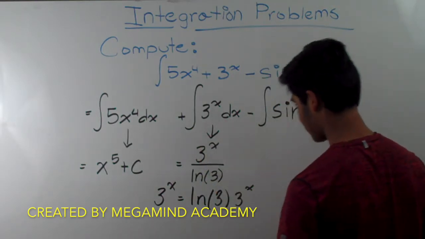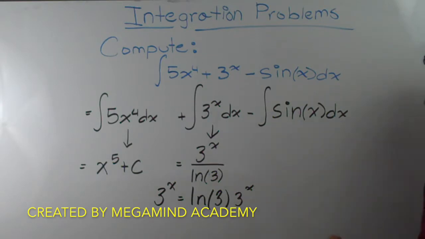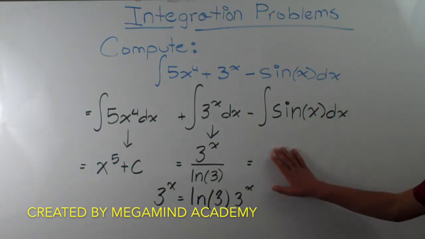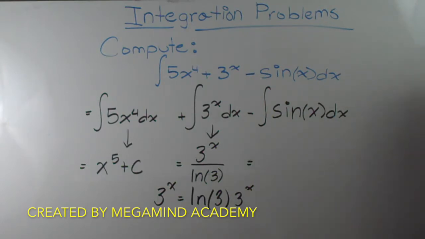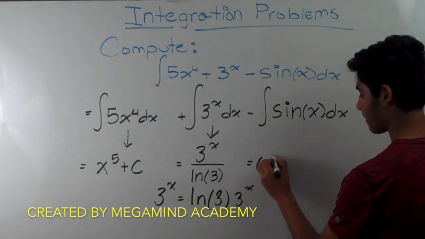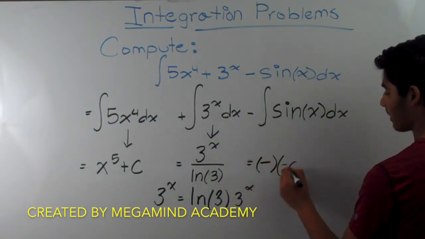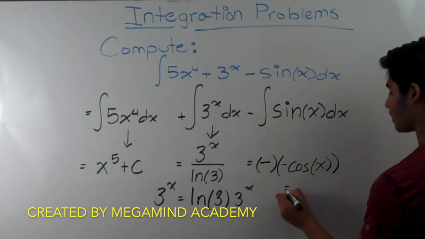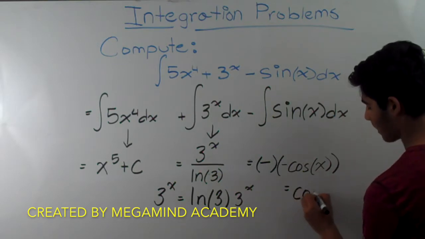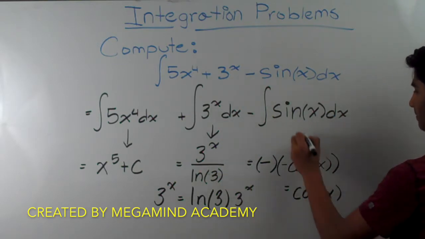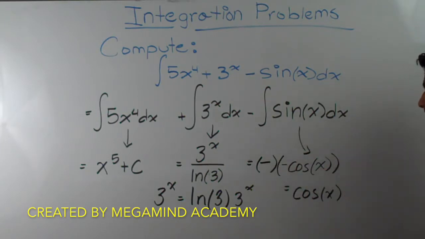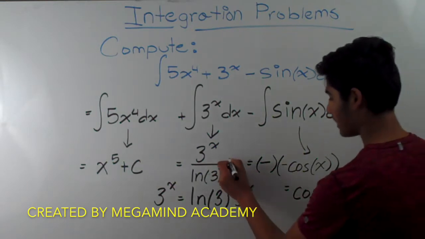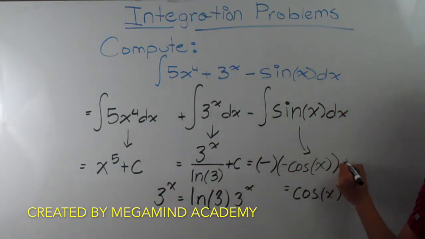And then we have the last example, minus sine of x dx. So we know that the derivative of negative cosine is positive sine. So we get minus, because of here, negative cosine of x, which is equal to positive cosine of x. Oh, and then we forgot plus c at the end of each of these, plus c.